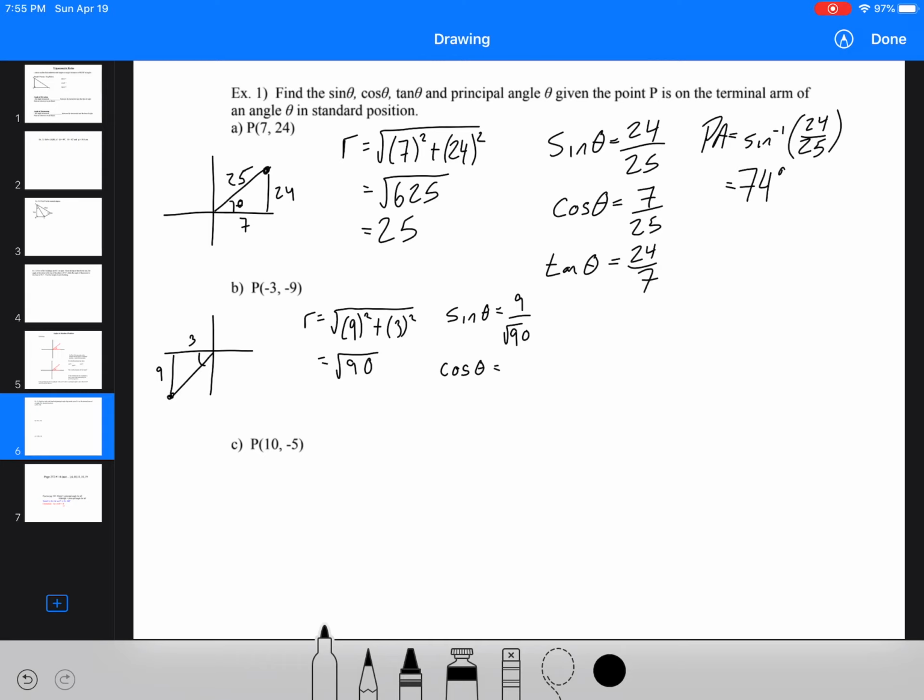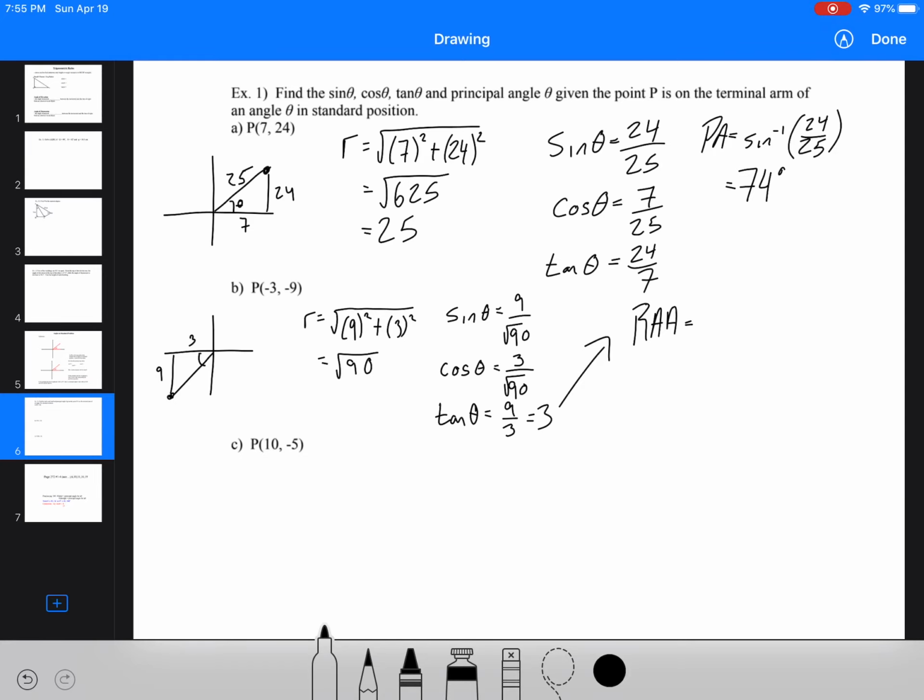We've got to do sine, so remember the angle is going to be there. So we're 9 over root 90. Cos is going to be 3 over root 90. And tan is going to be 9 over 3, or just equal to 3. Okay, that one's probably going to be our easiest one to use.